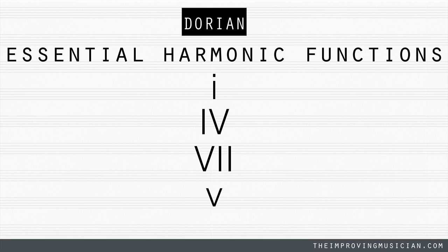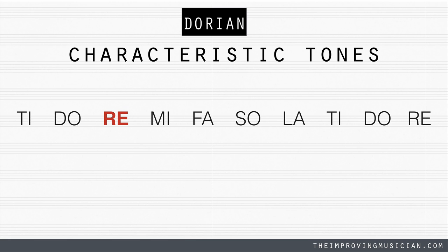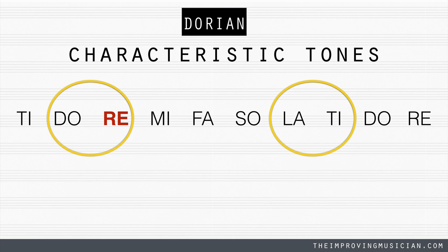This also appears in a lot of Latin songs and reggae songs. The characteristic tones in Dorian tonality are the raised 6th, La, Ti, La, and the lowered 7th, Do, Re, Do, Re.